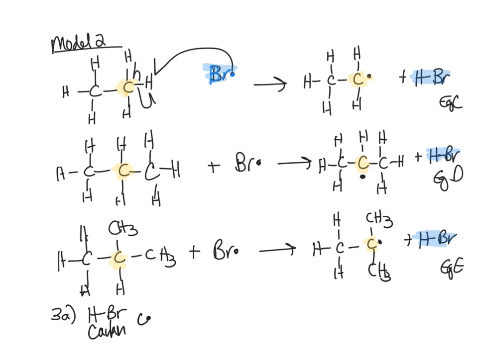Label the carbon radicals from Model 2 as methyl, primary, secondary, tertiary. So methyl would be this. That would be primary. This would be secondary.